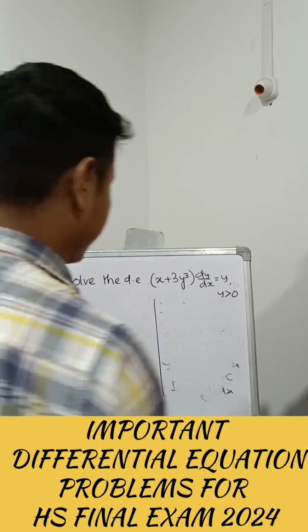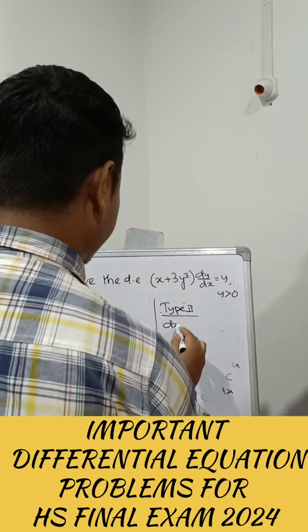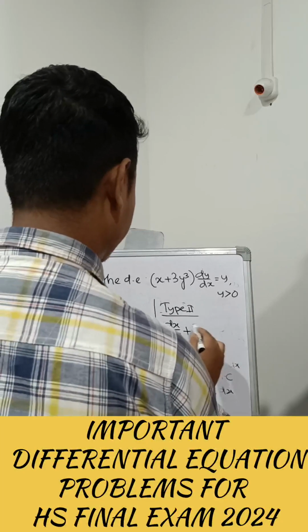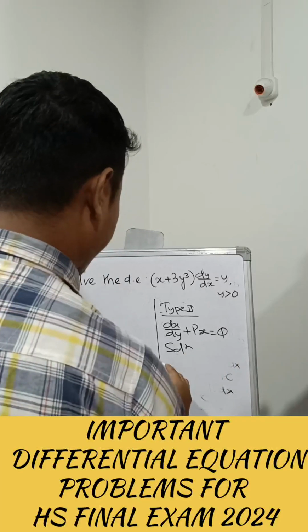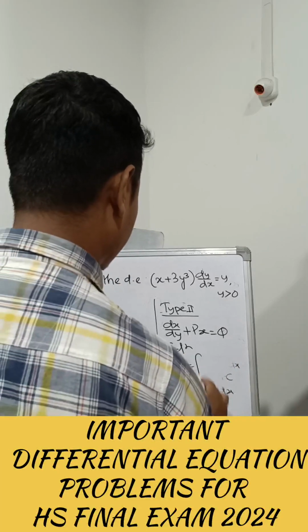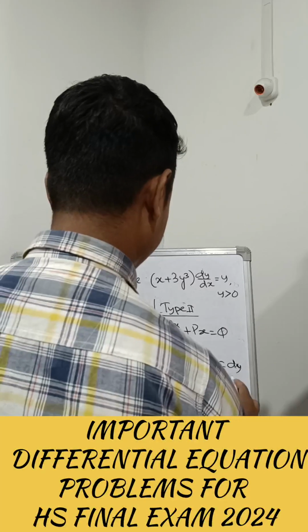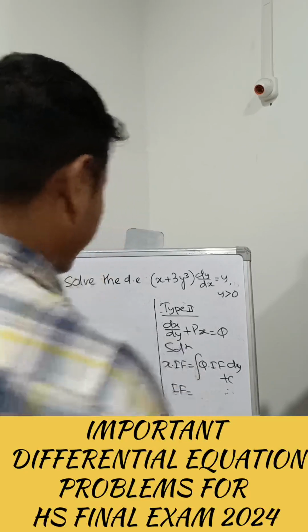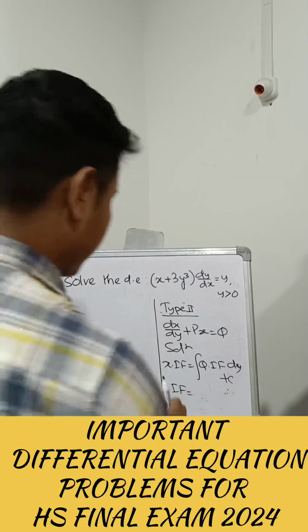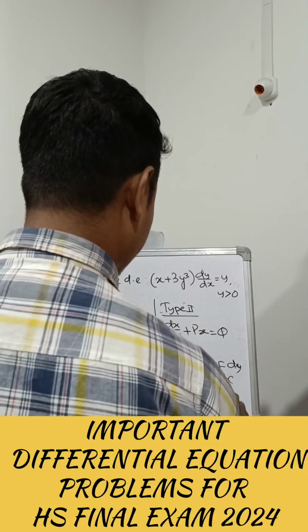So type 2 is dx by dy plus px equal to q. In this case the required solution is x into integrating factor equal to integration of q into integrating factor into dy plus c, where the integrating factor is what? For this particular type of linear differential equation, the associated integrating factor is e to the power integration p into dy.